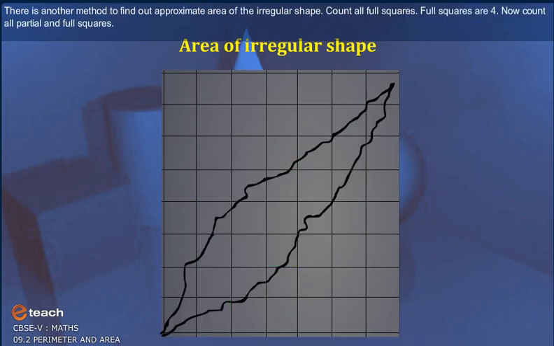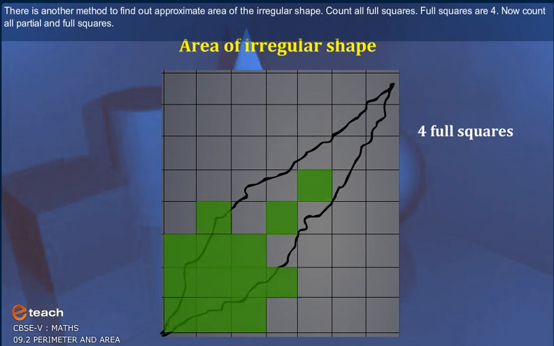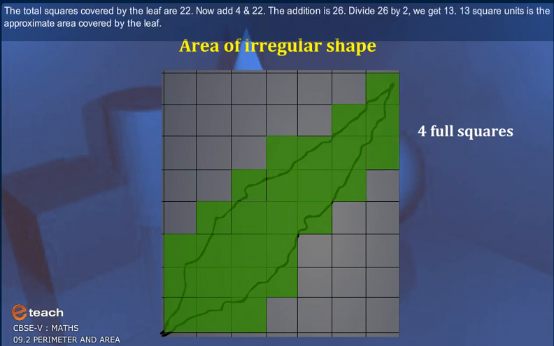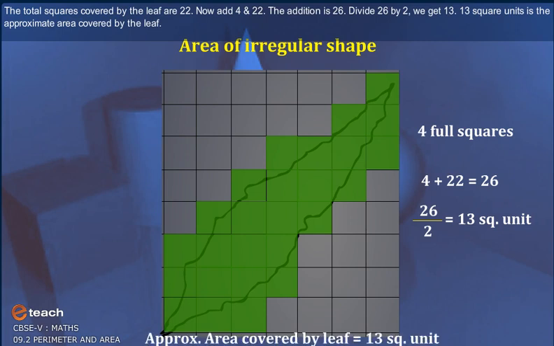There is another method to find the approximate area of an irregular shape. Count all full squares. Full squares are 4. Now count all the partial and full squares. The total squares covered by the leaf are 22. Now add 4 and 22. The addition is 26. Divide 26 by 2. We get 13. 13 square units is the approximate area covered by the leaf.